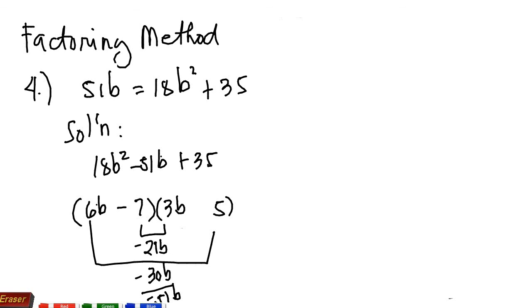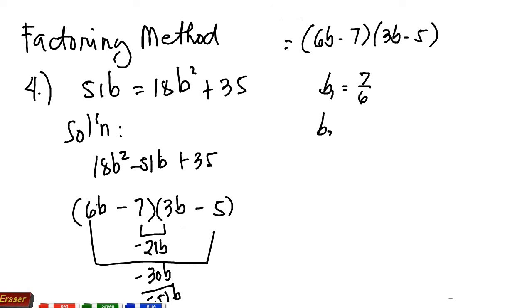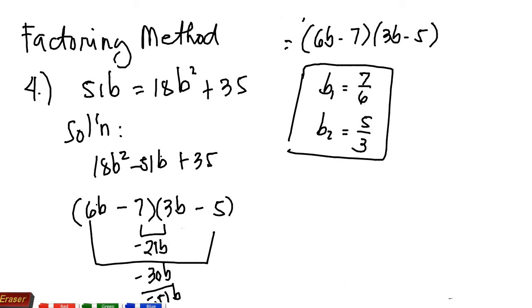So therefore that will give us 6b minus 7 times 3b minus 5. So your factors now are 6b minus 7 and 3b minus 5. Now for your roots, b1 is equivalent to positive 7 over 6, and b2 is equivalent to positive 5 over 3. So these are now your roots, b1 and b2, and your factors are 6b minus 7 times 3b minus 5.